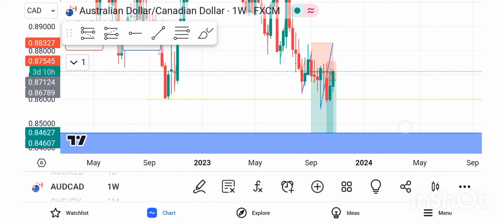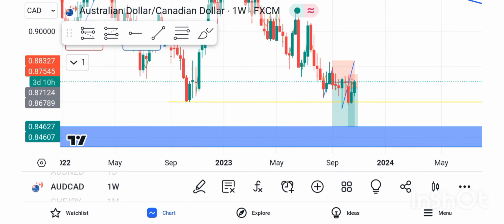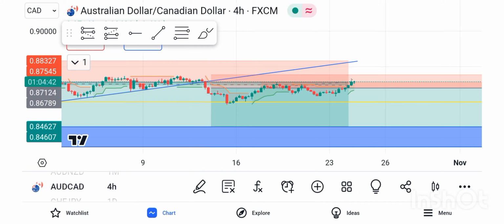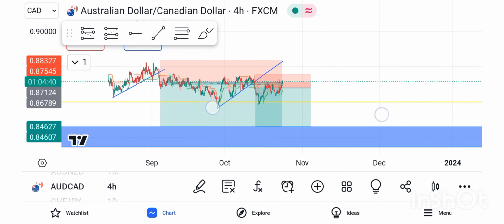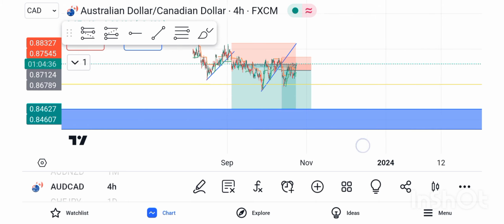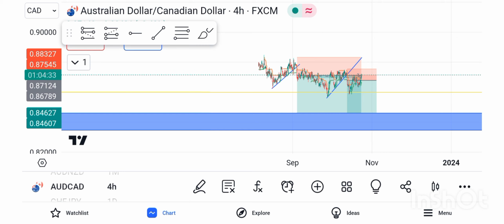Okay, so what can we do? Let's go to the 4-hour time frame. What can we do with this chart? As you can see, I already have two positions open. Let's see where this leads.